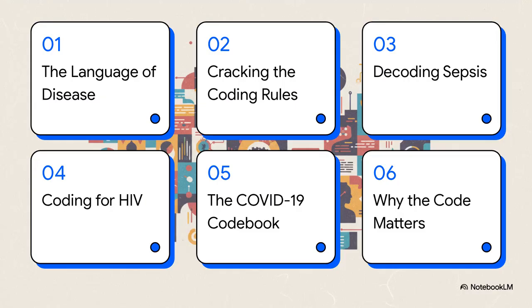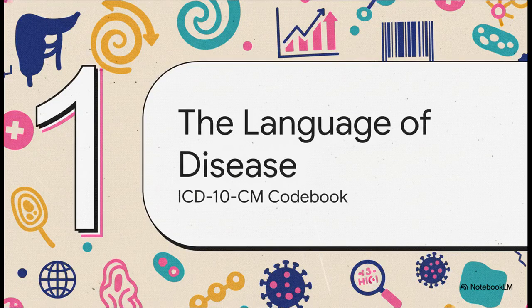So here's our game plan. We'll start with the language of disease itself, then we'll crack the coding rules. After that, we'll dive into 3 really critical conditions, sepsis, HIV, and COVID-19, to see how those rules work in the real world. And finally, we'll zoom out and see why this secret language matters to every single one of us. Okay, let's dive right in.